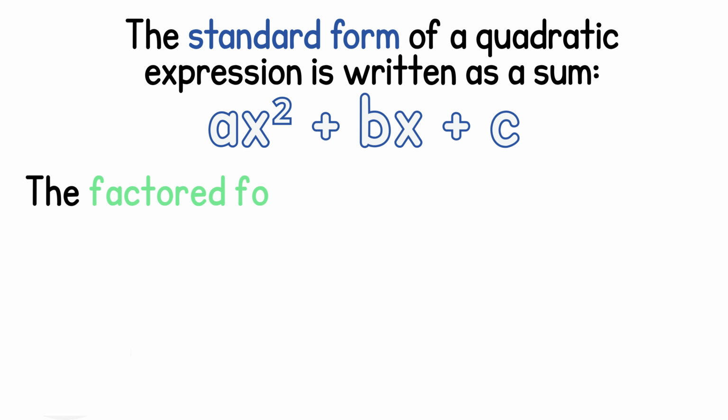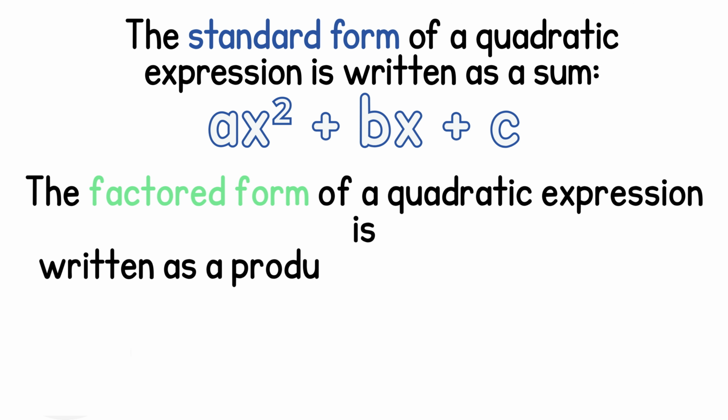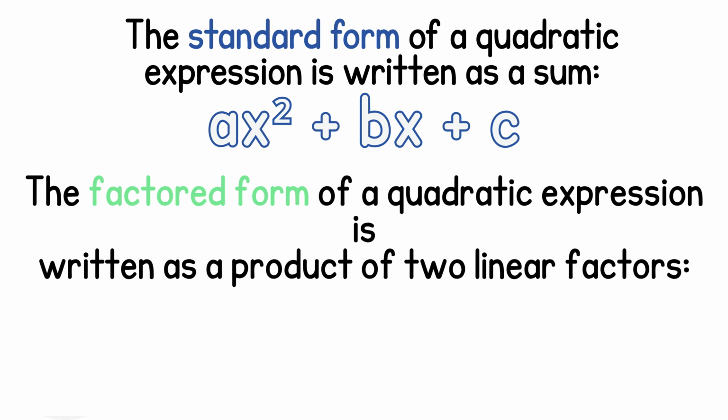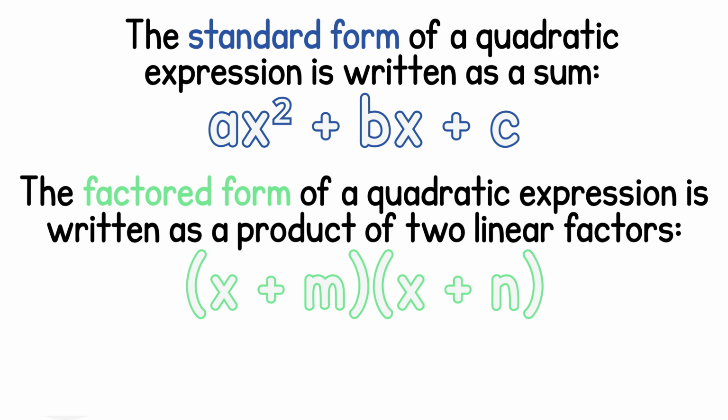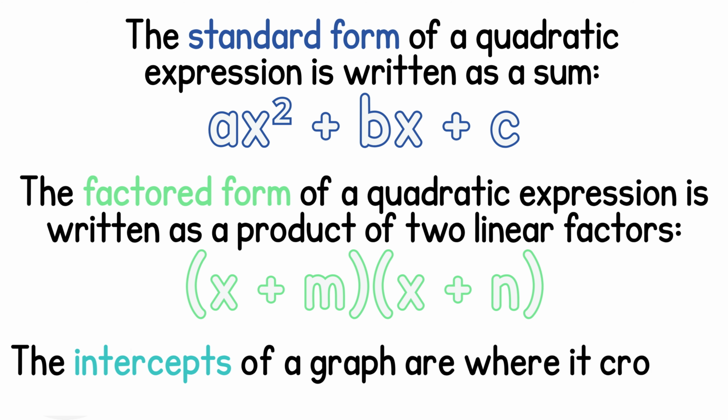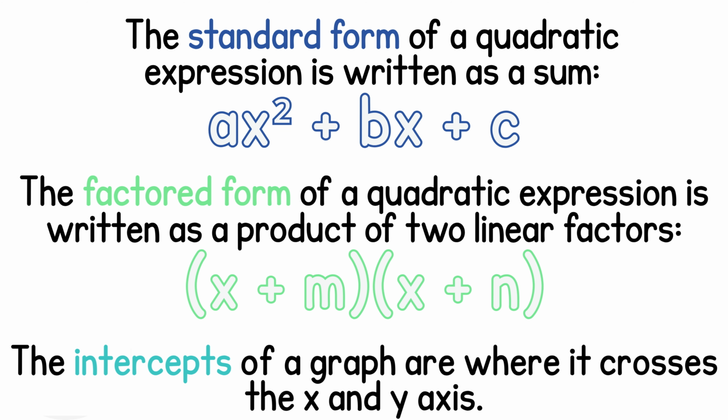So the standard form of a quadratic expression is written as a sum of ax²+bx+c. And the factored form of a quadratic expression is written as a product of two linear factors, as x plus m times x plus n. The intercepts of a graph are where it crosses the x and y axis. So let's look at some examples.